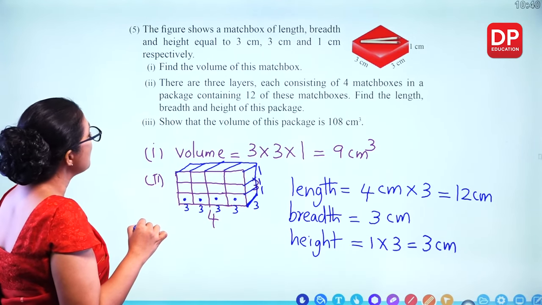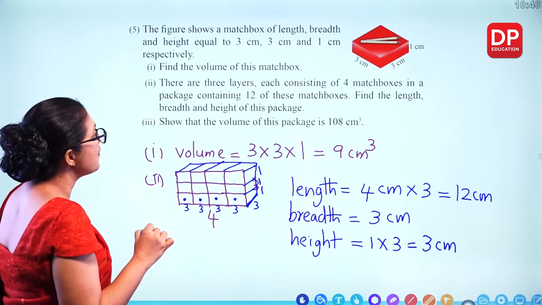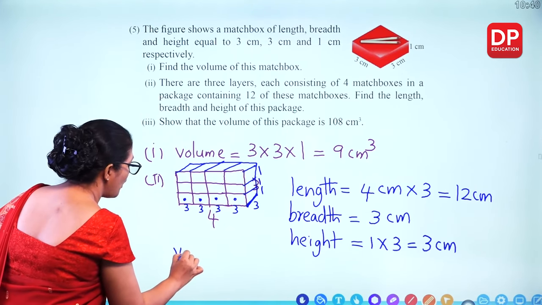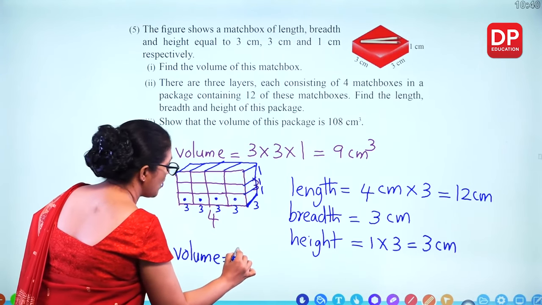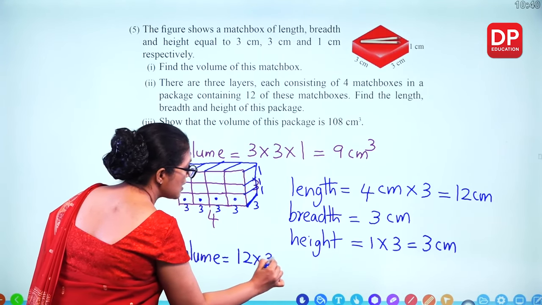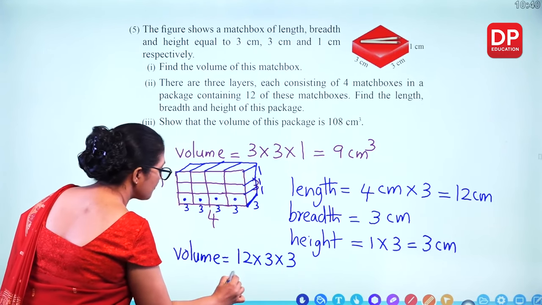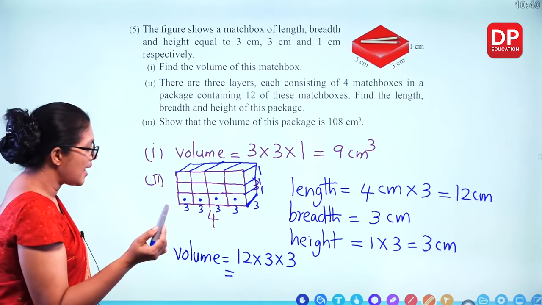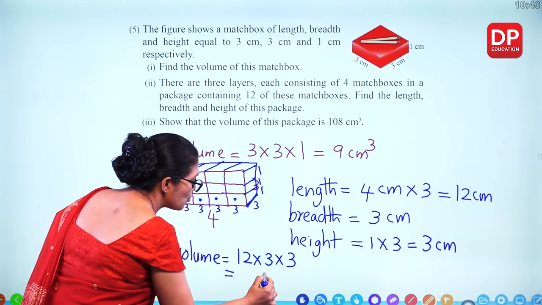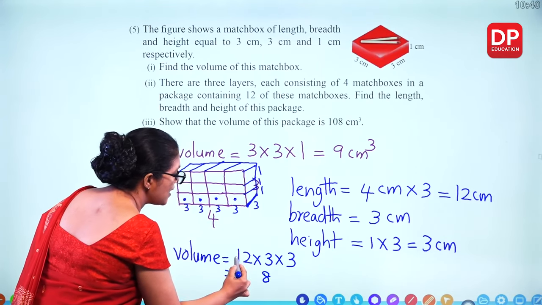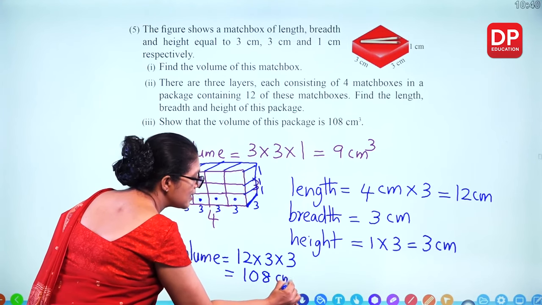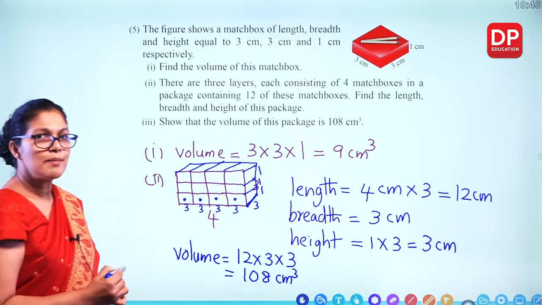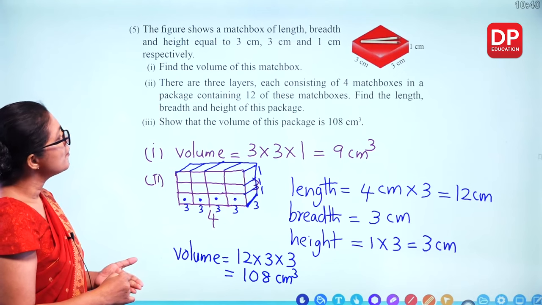Now, show that the volume of this package is 108. So, volume of this package is 12 times 3 times 3. 3 times 3, 9. 9 times 12. 9 times 2, 18. And 9 times 1, 9 plus 1, 10. So 108 cubic centimeters is the volume of this package.